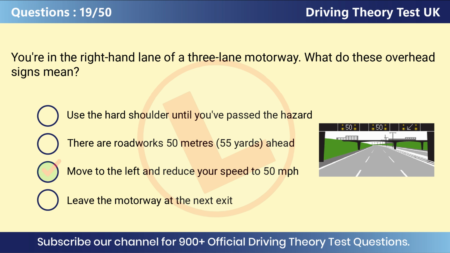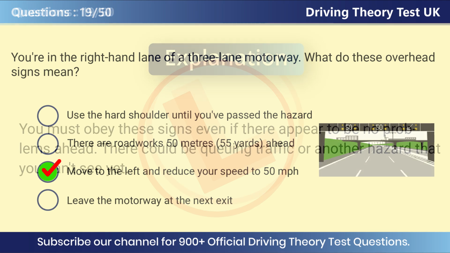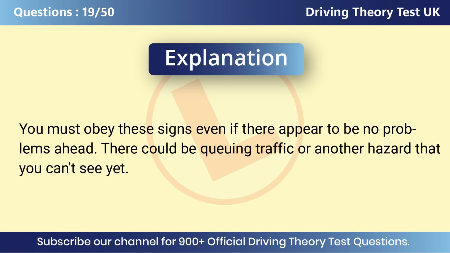C. Move to the left and reduce your speed to 50 miles per hour. You must obey these signs, even if there appear to be no problems ahead. There could be queuing traffic or another hazard that you can't see yet.